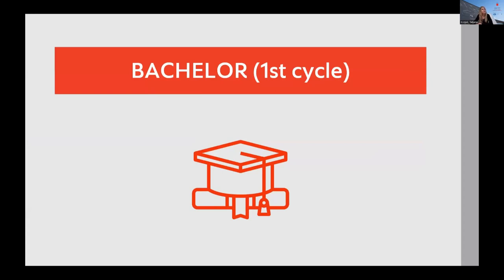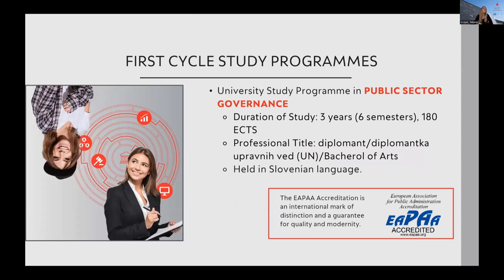I will present the first cycle, bachelor program. We have three different first study cycle programs. The first one is the University Study Program in Public Sector Governance. It lasts 3 years and you can get 180 ECTS. The professional title is Bachelor of Arts. But it is important that this program is only in the Slovenian language. So if you are interested in this program, you will also need to learn Slovene. If you try to go in September, you can also enroll in the Year Plus, where you can also study the Slovene language. So I just want to add that this one is in Slovene.